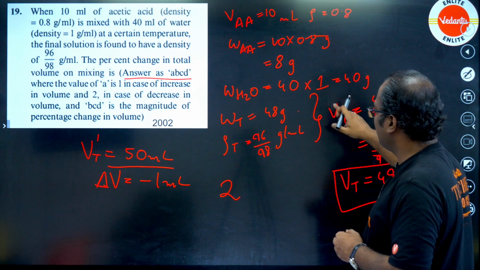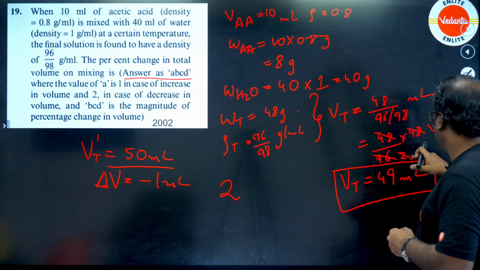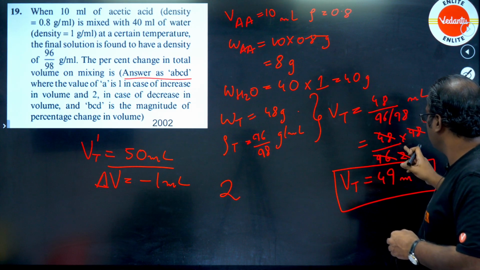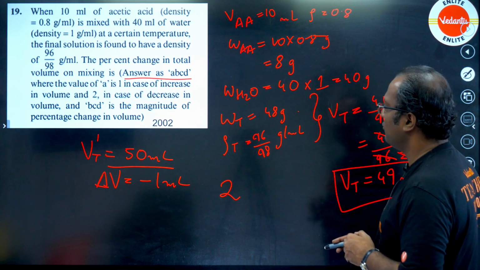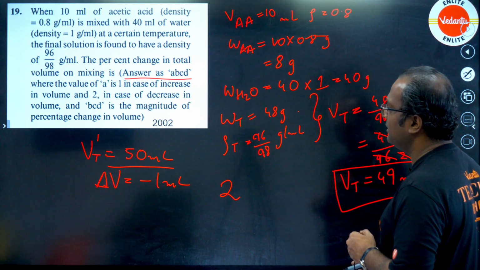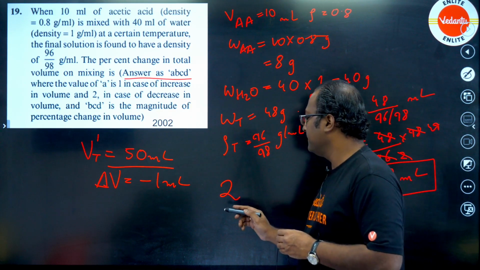Density is equal to mass upon volume, so volume is weight upon the density. No, everything looks correct. Volume comes as 49 ml. So what is the volume contraction that we are facing here? The volume contraction or the percentage change in volume.